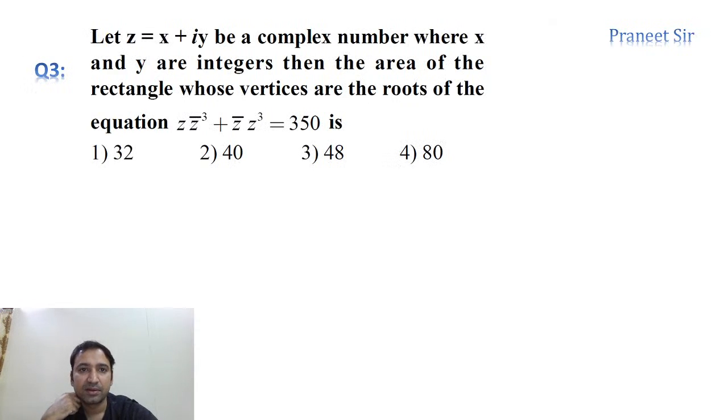Right. So, guys, let's do this question. Next one. x + iy is a complex number. x and y are integers, he is saying. See here, x and y should be integers. Then find the area of the rectangle whose vertices are the roots of the equation z into (z bar)³ plus z bar into z³ is equal to 350. This is a very famous question, guys. Very important also.